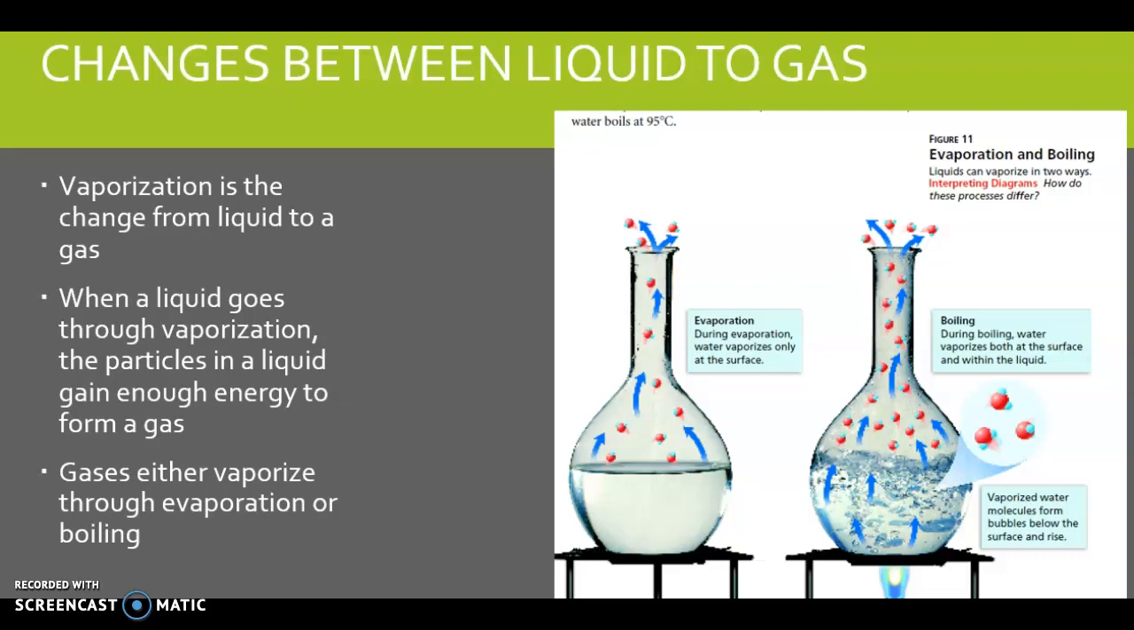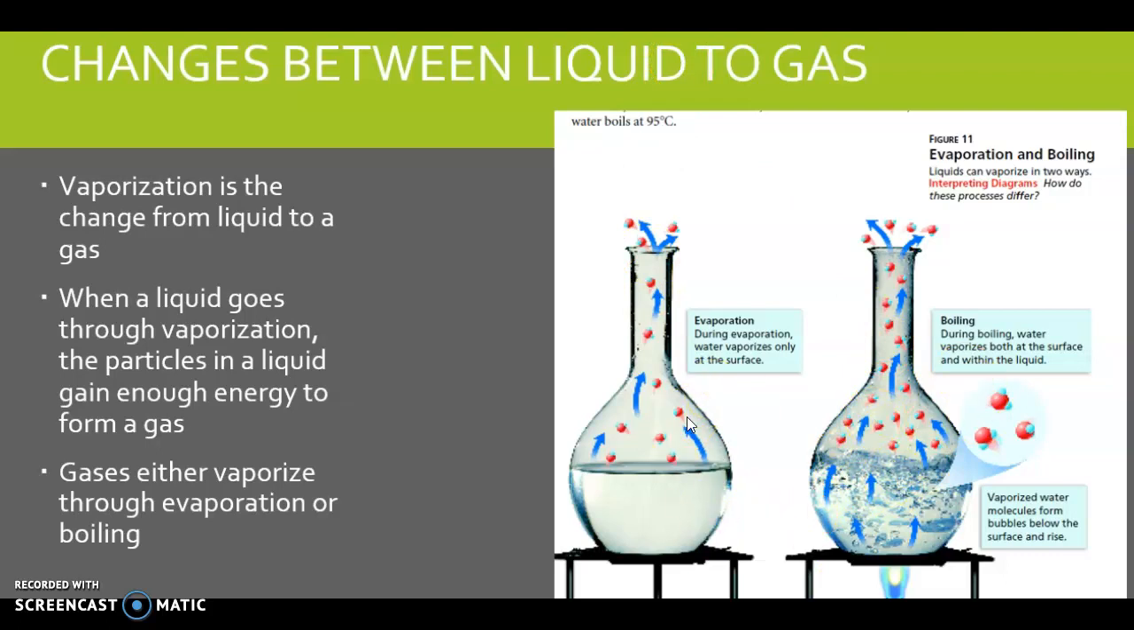But once they start to heat up even more, they get to a point where they can jump off of the liquid and become a gas. So they're basically moving around. At some point, they get enough energy that they come off and become part of the gas state. And this is happening with boiling and with evaporation.